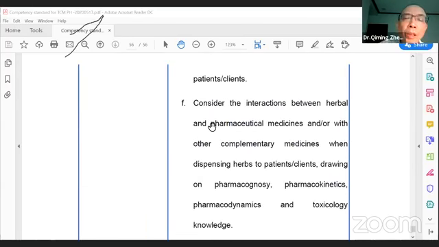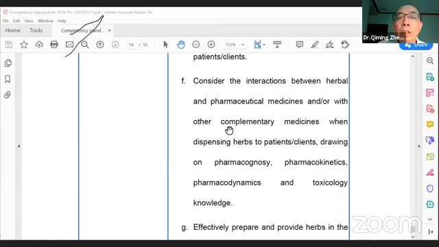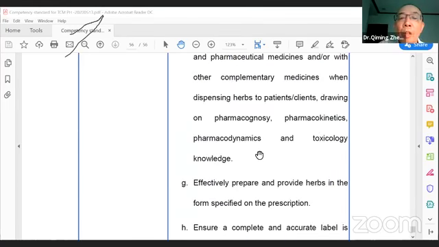So even for OTC, even Chinese medicine, later, if PITAHC is able to get authority to issue the CPR for the traditional medicine, including Chinese medicine, our guideline at least is able to help dispensers who give OTC to know the meaning of Chinese medicine terms. So they need to consider the interactions between the herbal and pharmaceutical medicine with other complementary medicine when dispensing herbs to patients, clients.